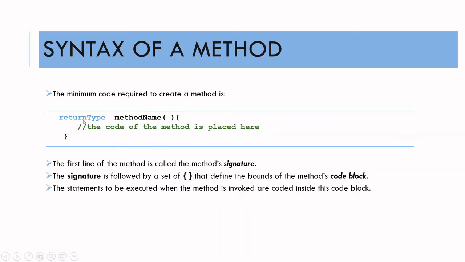Now, the first line of code here is called the signature of the method, or the header of the method, in which you're going to define the name, the return type, and the parameters. And the part that goes in between the open and closed curly brackets is called the body, or the code block that is going to be executed by this method.